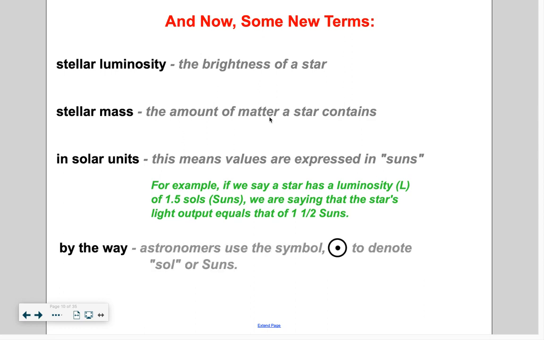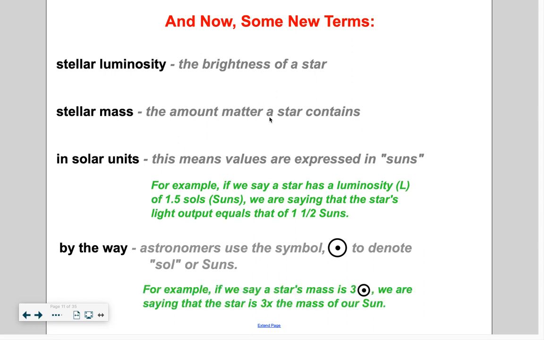And by the way, you got to love astronomers. They try so hard to make everything easy for us because they know the field of astronomy can be very complicated. So they use this cute little symbol, right? It looks like a circle with a dot in the middle of it. And in astronomy, that means sol, or the sun. So for example, if you ever see me write on the board something like this, where I say a star's mass is 3 and then I follow it with that symbol, you ought to know that I mean that the star has a mass that is 3 times that of our sun.